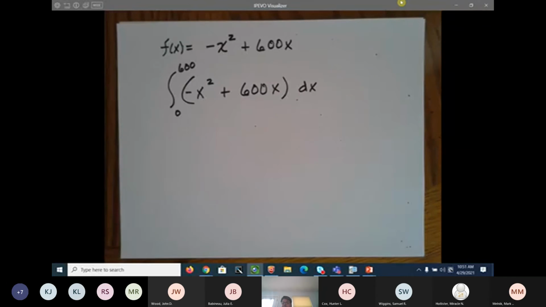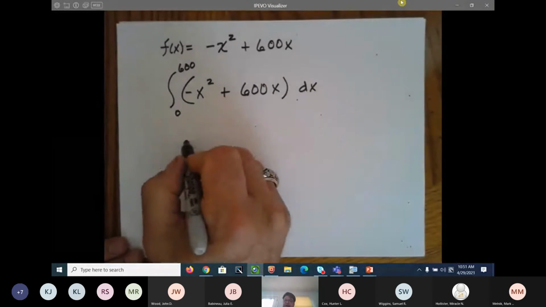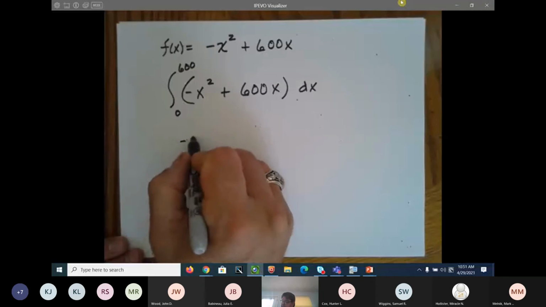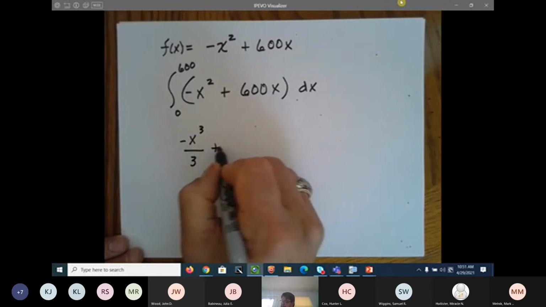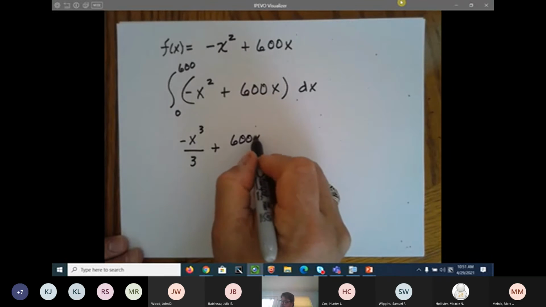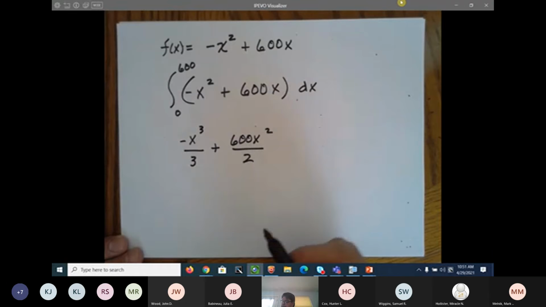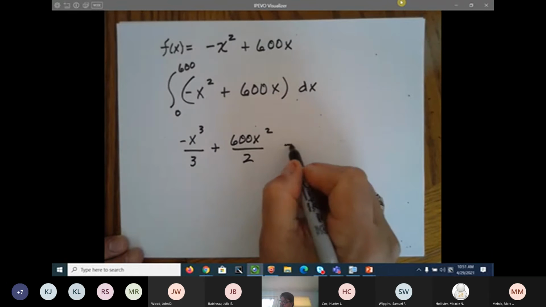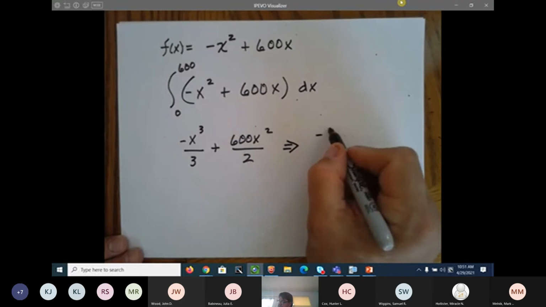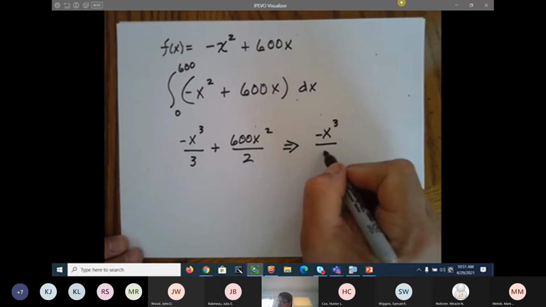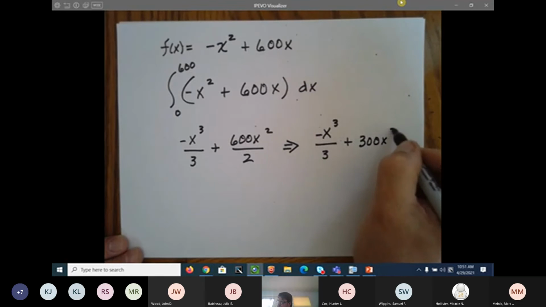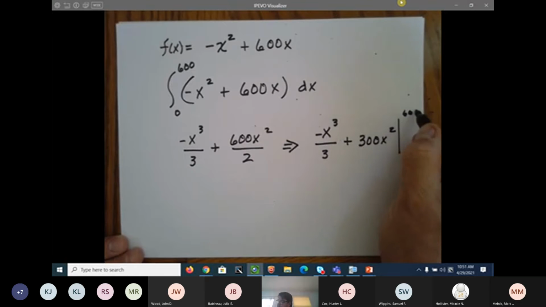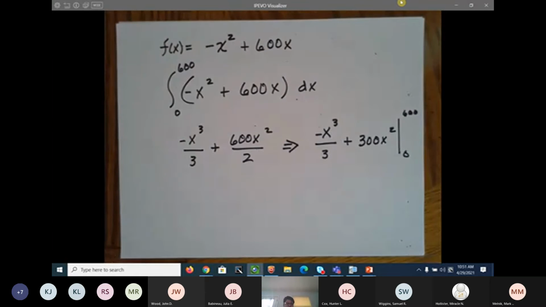Okay, so negative, I'm going to skip a step here. Negative x to the third over what? 3 plus 600x squared over 2. And that's going to go down to negative x cubed over 3 plus what? 300x squared, evaluated at 0 and 600. And what will the 0 do?